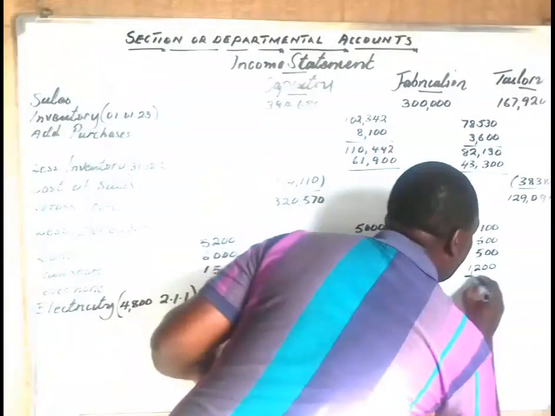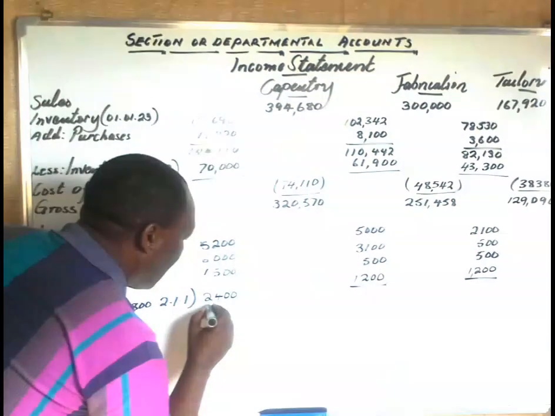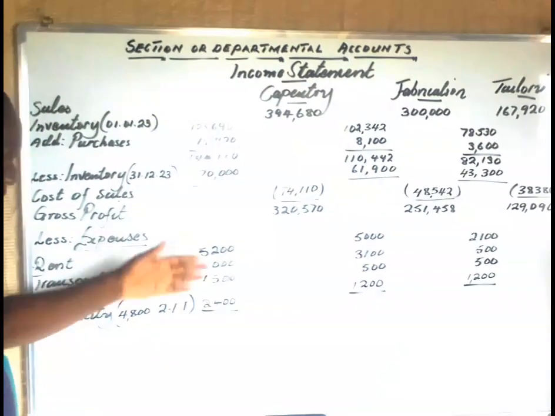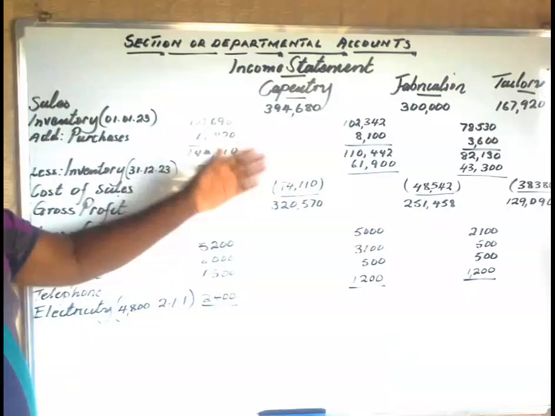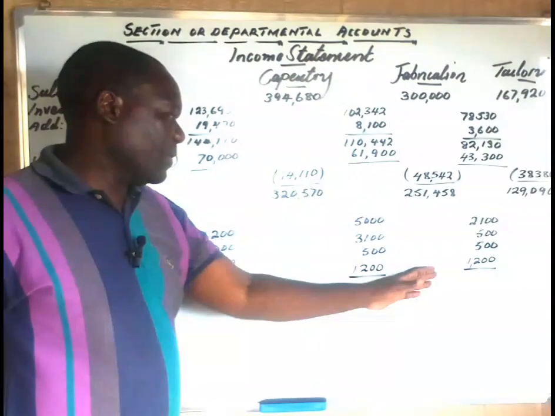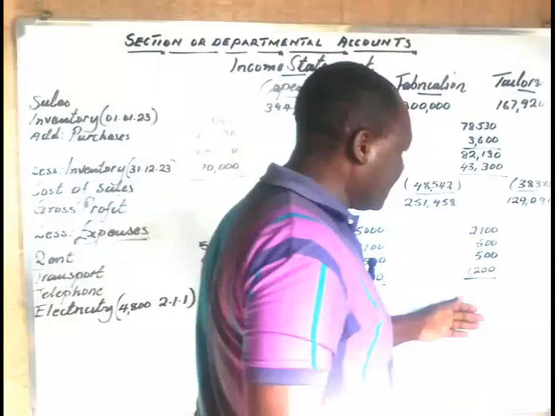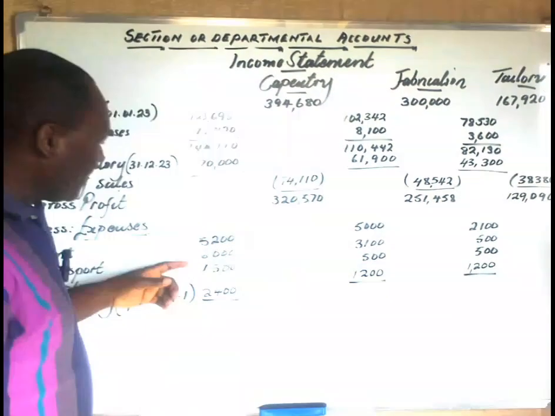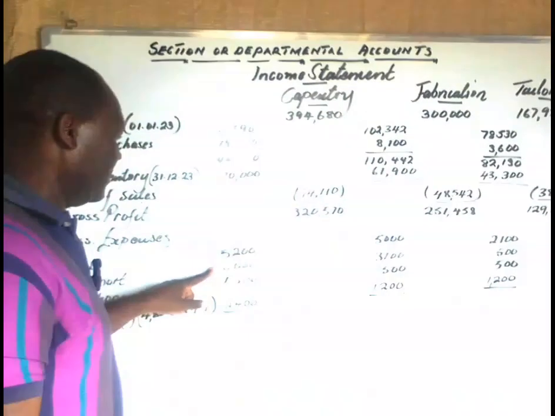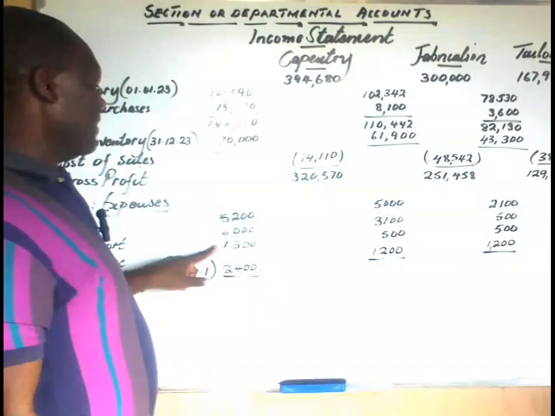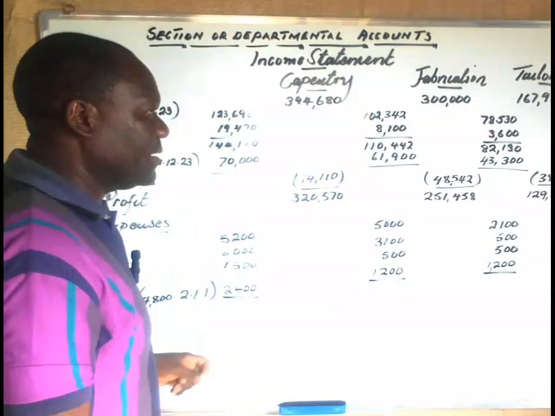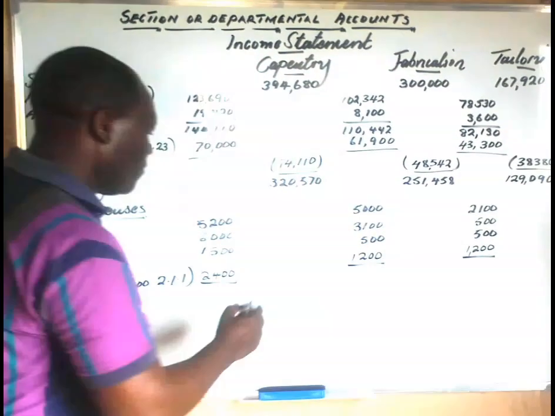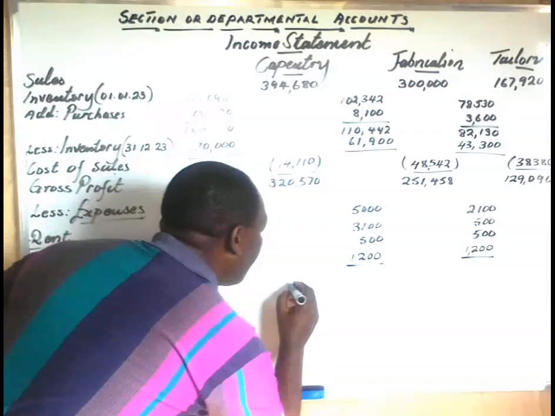are completely taken care of. So we need to add now. We need to add all these expenses. That is for carpentry, these expenses for metal fabrication, and the last expenses for tailoring. So when I add, this one is 11,200. That will be 13,700 plus 2,400 gives me 15,100. It comes here.